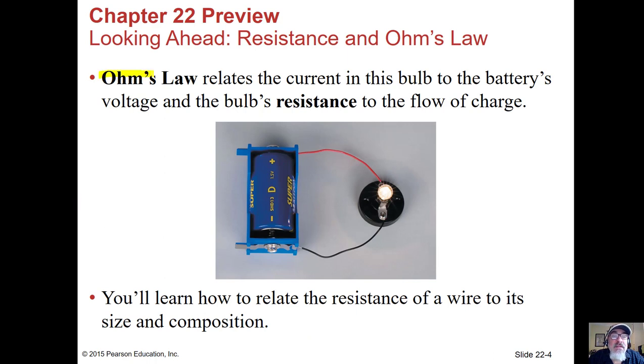Ohm's law, we'll get a kind of taste of Ohm's law in this chapter, relates the current in this bulb to the battery's voltage. So just like we talked about voltage before, we're going to have it again in this chapter, but maybe look at it in a macroscopic way. So the resistance to flow of charge, again, is something called resistance.